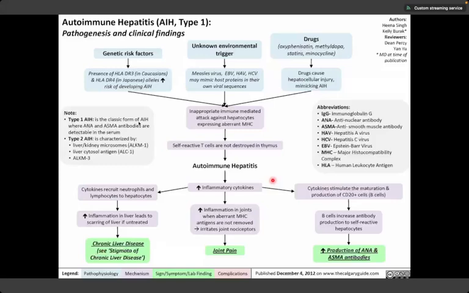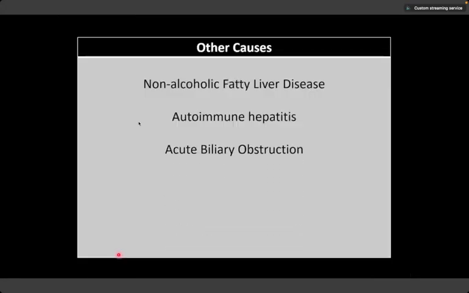Essentially, you can develop hepatic manifestations with joint pain. You can develop chronic liver disease. How do we treat this? Prednisone and azathioprine. Okay. Acute biliary obstruction.